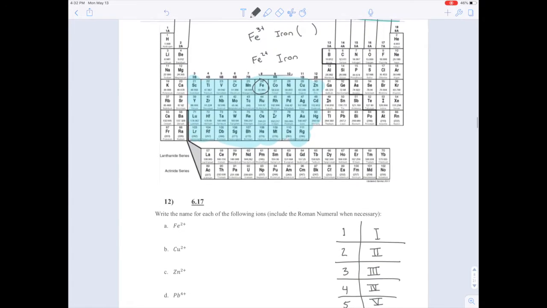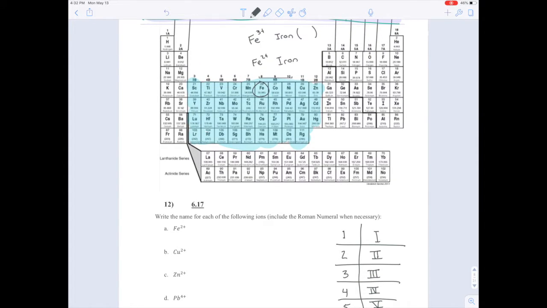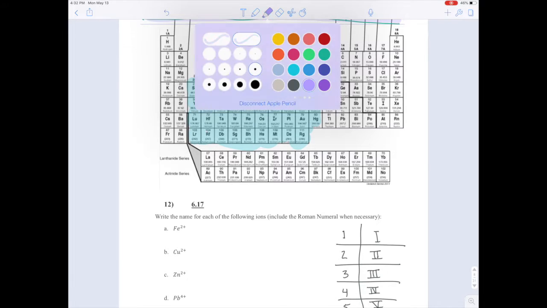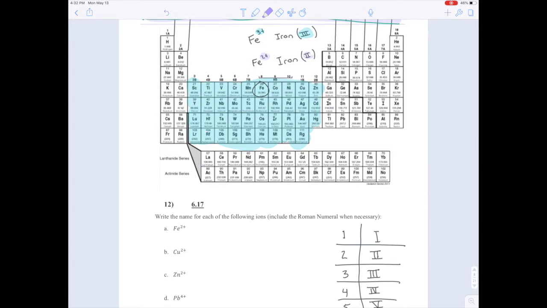So the way you can distinguish between iron 3+ and iron 2+ is iron 3+ could have the Roman numeral 3 in parentheses after it, and iron 2+ would have the Roman numeral 2 in parentheses after it. And this 3+ here is the same 3 as the 3 in the Roman numeral. And the 2+ is the same as the 2 in the Roman numeral. So those Roman numerals are telling you the specific charge on that particular ion.